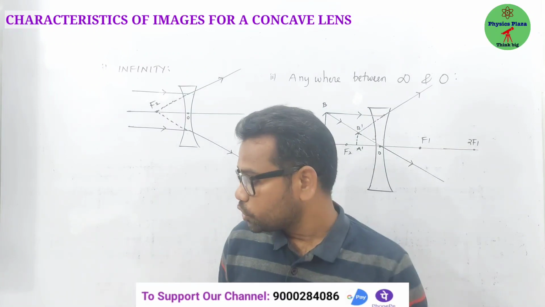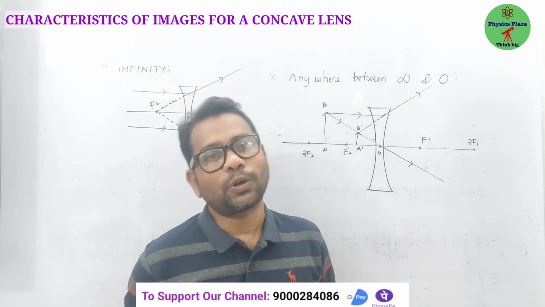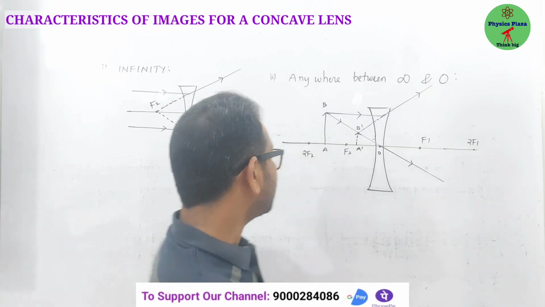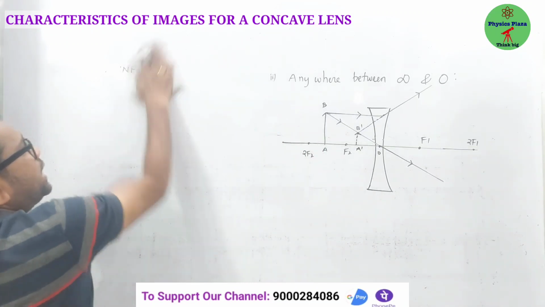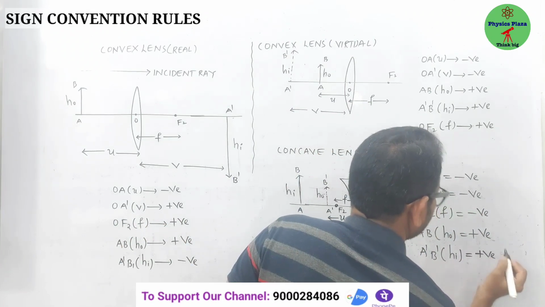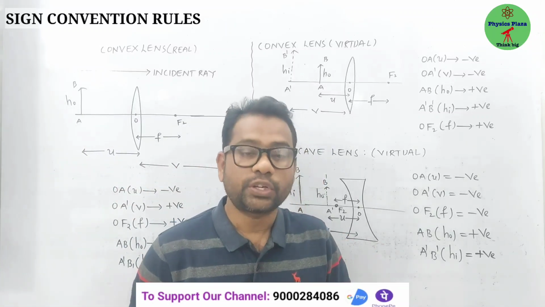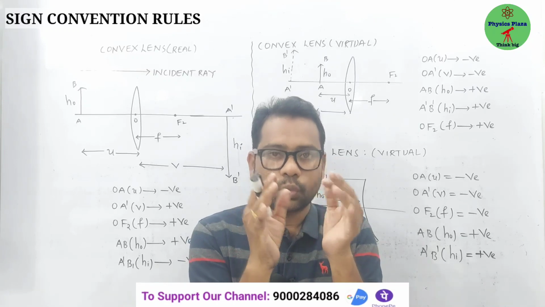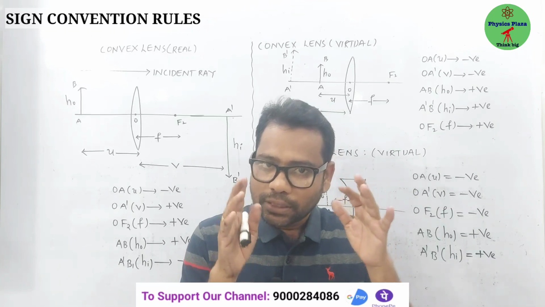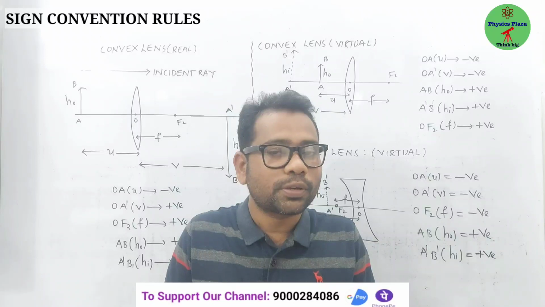Now children, to solve the numericals based on the lens, just knowing the formulas is not enough. We must know the sign convention rules. So now we see the sign convention rules for the convex lens as well as for the concave lens. Just forget about this diagram, whatever is written, don't get confused. Again I repeat, without sign convention rules you cannot solve the numericals. In other chapters, just knowing the formula is enough, but in this chapter you must know the formula as well as the sign convention rule.